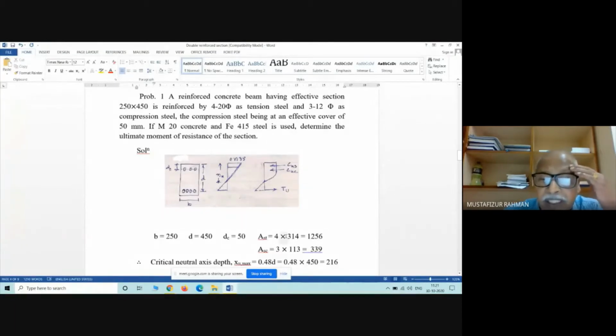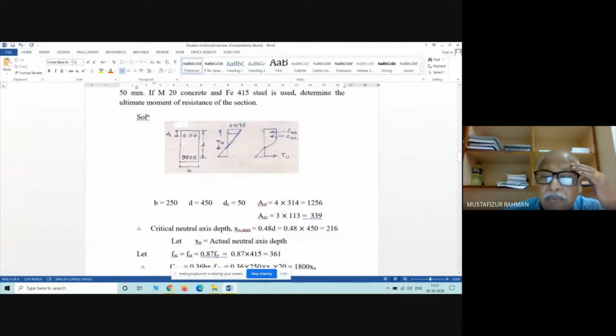Now here you see I am calculating area of steel, AST. AST represents area of steel in tension: A area, S steel, T tension. For the 4 bars, the cross-sectional area of 20 mm diameter is 314 each. So ASC, A area, S steel, C compression, is 313. So this is known to us.